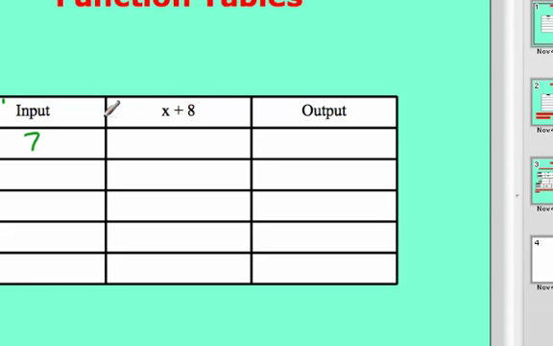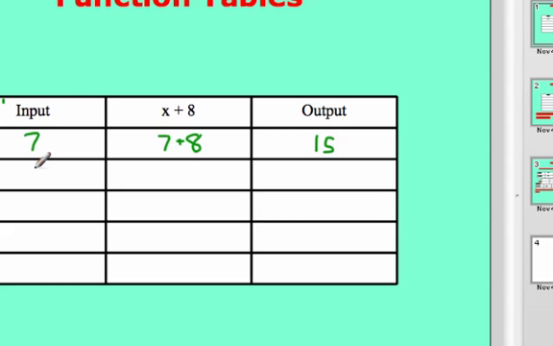Our rule is x plus 8, and x is really considered the input value. So we have 7 plus 8, and when we put that input in there, our output becomes 15. So you can see why, once I put 7 in, there's only one thing that we can put over here for the output. So that's a function. We have one output for every one input.